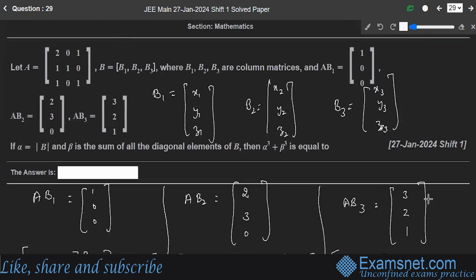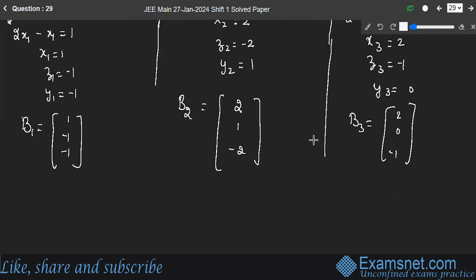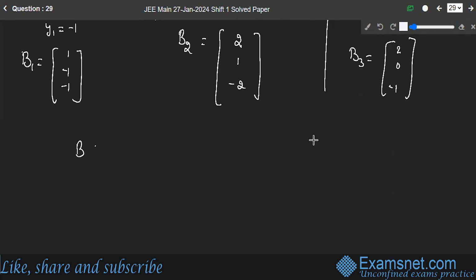Now, what was your B matrix? It was this. So using all of them, B matrix becomes 1, 2, 2, minus 1, 1, 0, minus 1, minus 2, minus 1. Let's find out the determinant, because alpha is equal to the determinant of the B matrix.